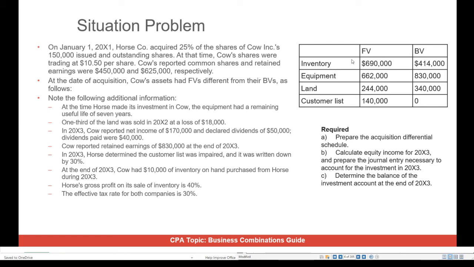So here's the detailed chart of the acquisition differentials, the fair value and the book value. And remember how we work through the taxes, okay? Just to highlight that, and then equipment, land, and customer list. And so here's what we're going to work through: the acquisition differential schedule, calculate the equity income for 20X3, prepare the journal entry, and then determine the balance of the investment account at 20X3, okay?